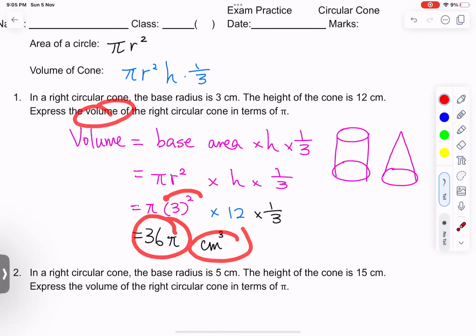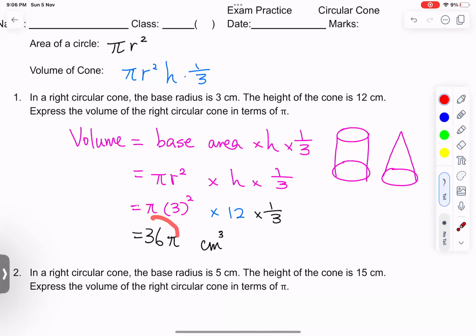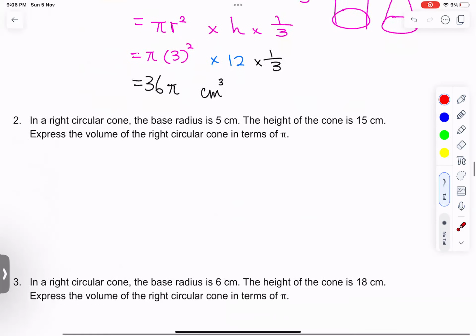So remember, click the numbers, 36. And therefore, don't forget the pi. Just write it there, in the end with units, cm cube. All right, next.